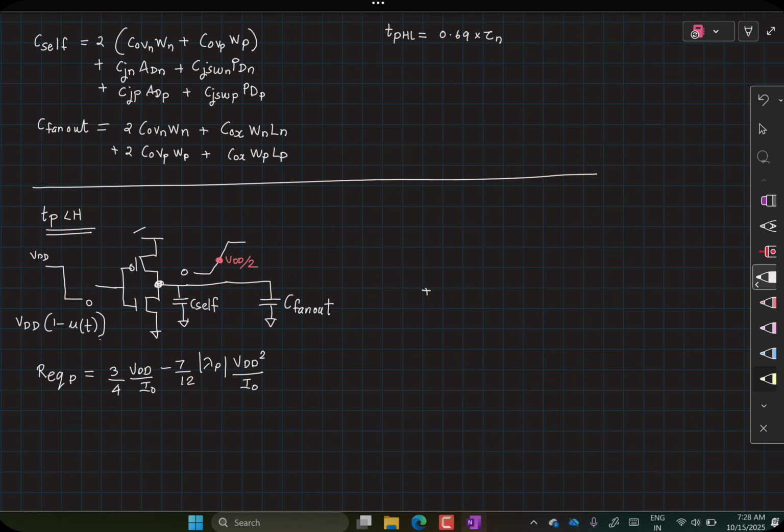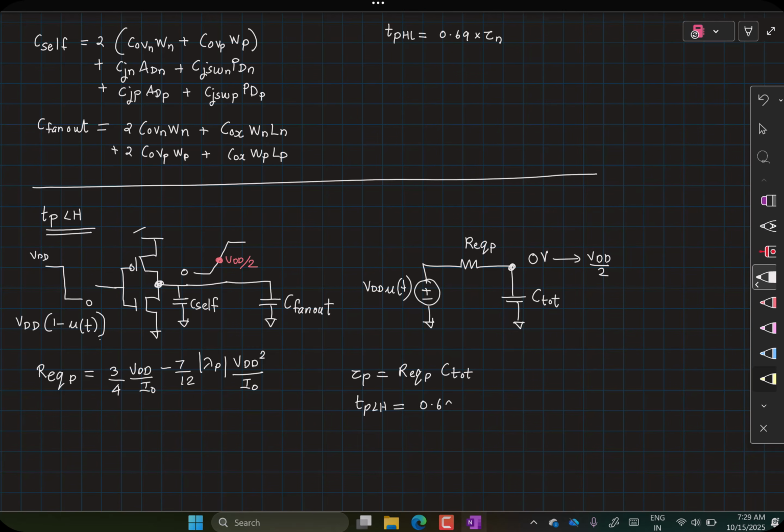Therefore, your circuit now looks like this. So you have R equivalent P, and this is your C total. The voltage source will have a function that looks like VDD into U of t. So this node is initially at 0 volts, and from 0 volts you are charging this all the way till VDD by 2. And your tau P is simply given by R equivalent P into C total. The low to high propagation delay is now given by 0.69 into tau P.